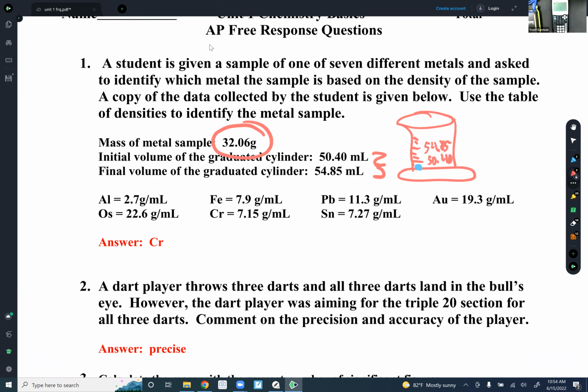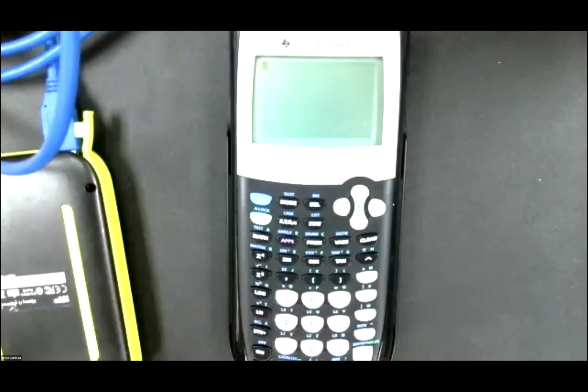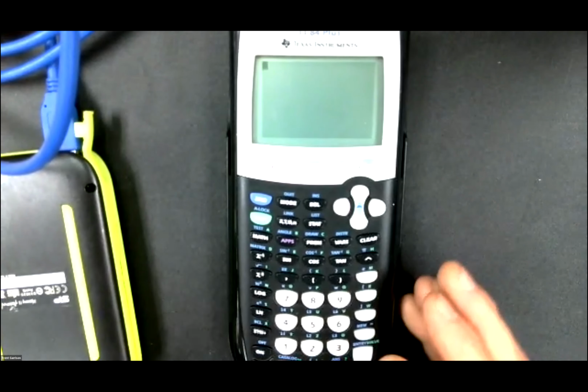So I am going to switch over to my calculator mode here. I'm going to stop sharing. So I've got 54.85 minus 50.40 and a mass of 32.06. All right, so stop sharing and go straight to the big screen here. You are seeing my calculator now.